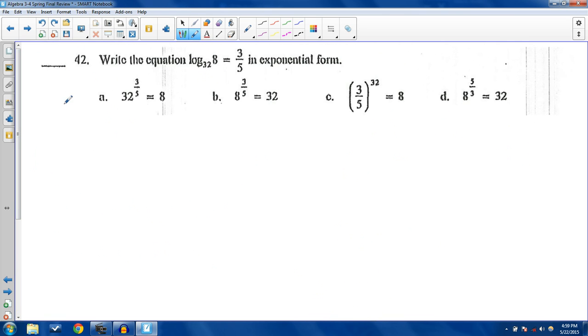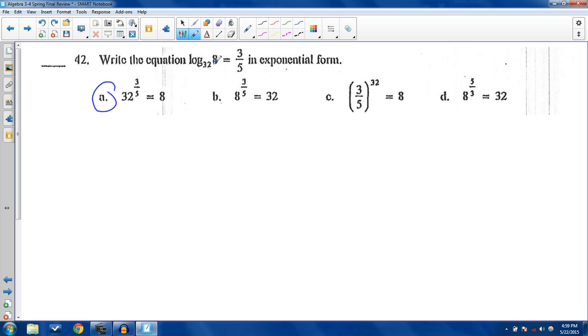Okay, your last problem of your final review. Write this in exponential form. There is a transition to get straight from one to the other. Literally, when you solve for a log, this is log base 32, so you know that'll be your base. So I think this has to be your answer, because 32 is your base.